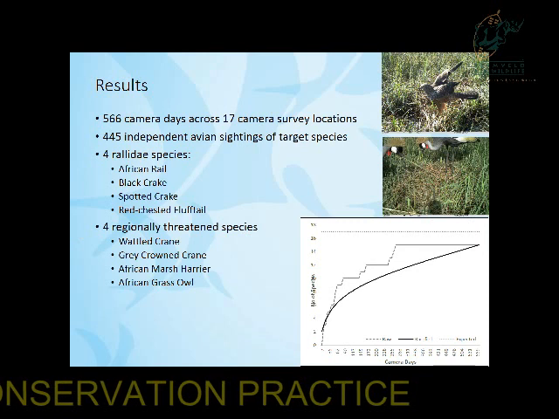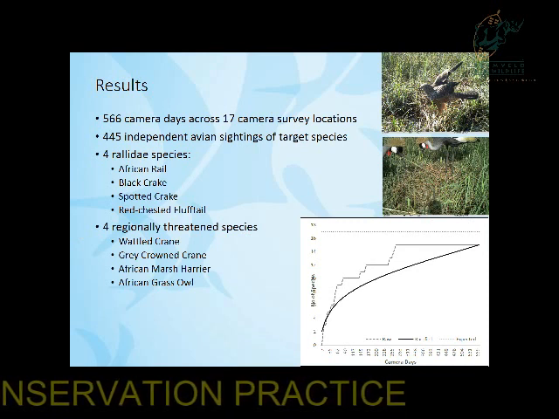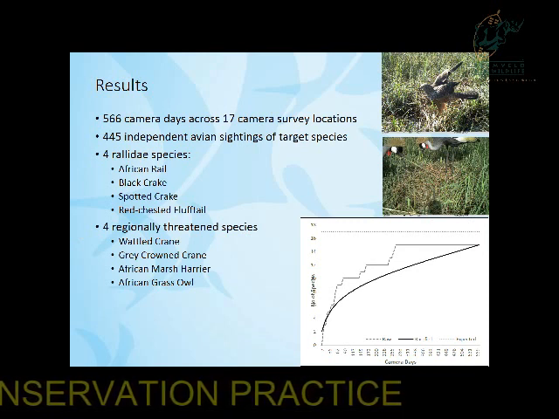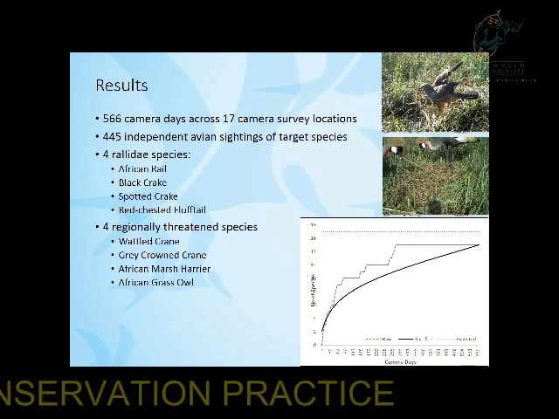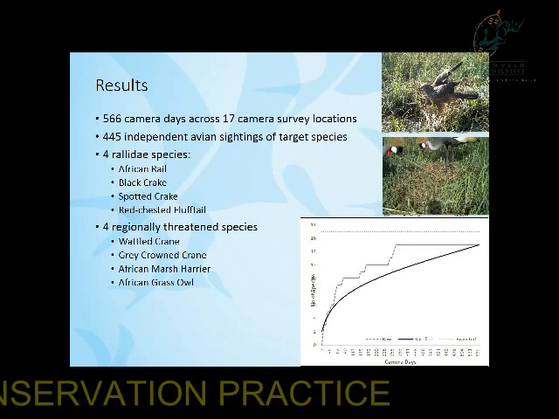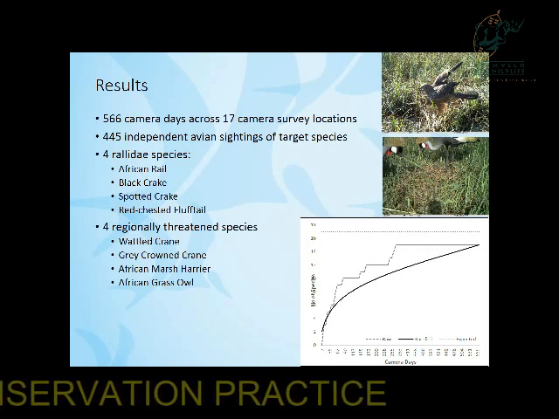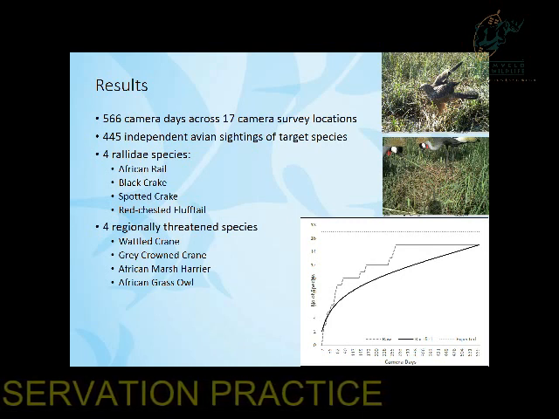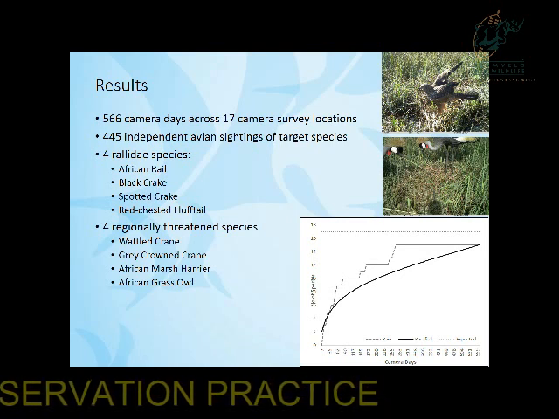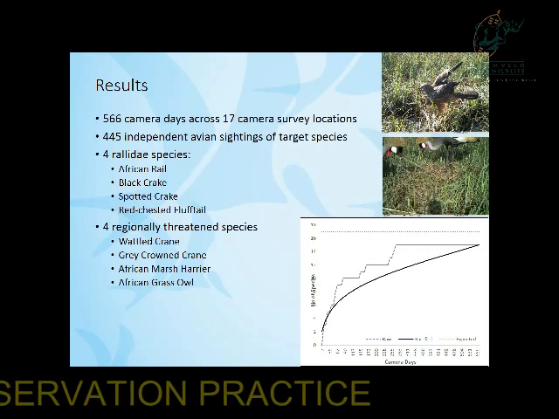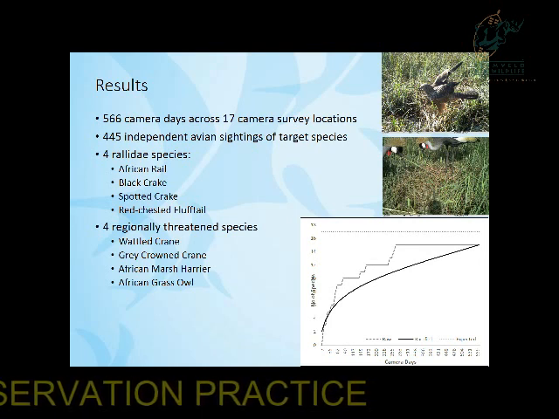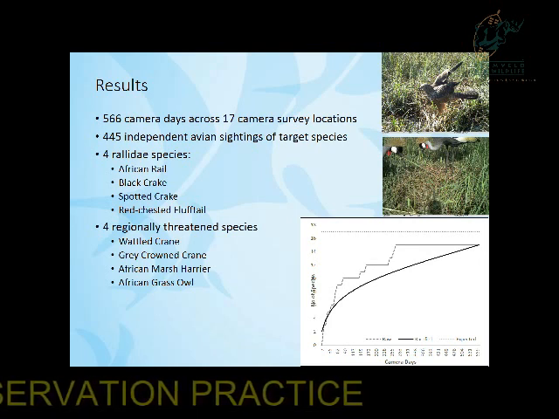As mentioned, across the 566 days, also important to mention, we had 445 independent sightings of our target species. So you get a robust data set, unlike rope dragging where you get one presence point. You spend all that time going through the vegetation and you find a red-chested flufftail. Here, naturally, as camera trap data, you get a timestamp, repeated data over time, presence, absence, and you get detection history, which you can work with later on.